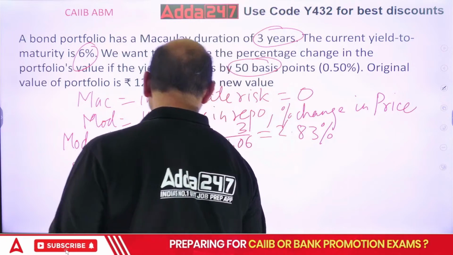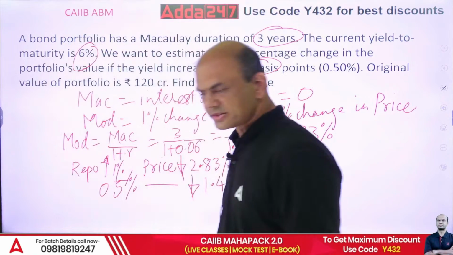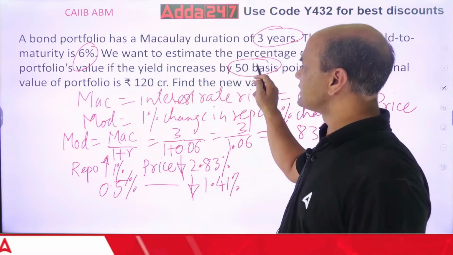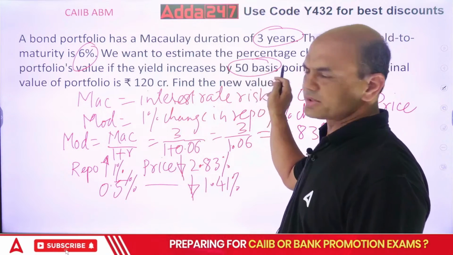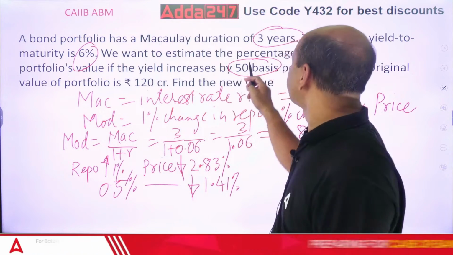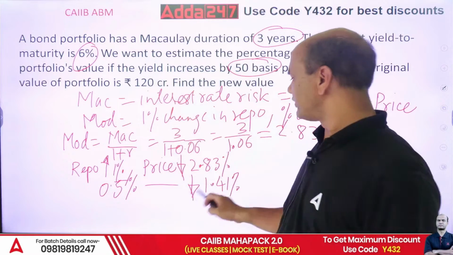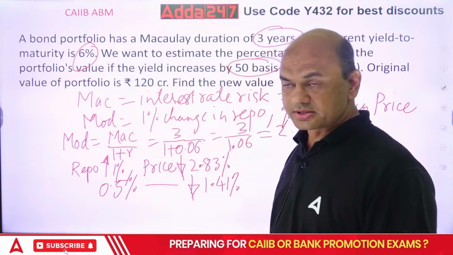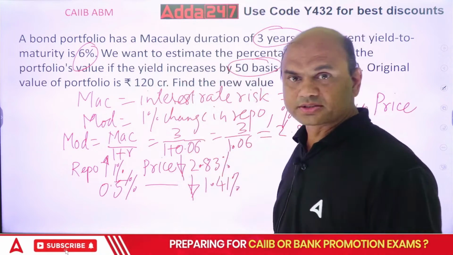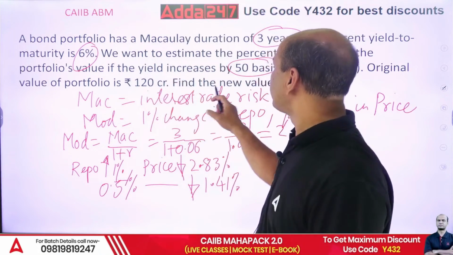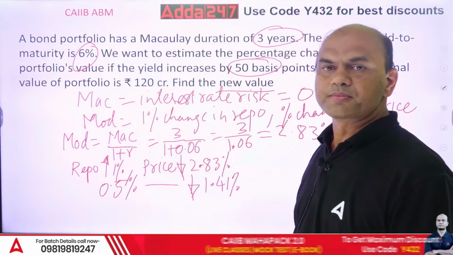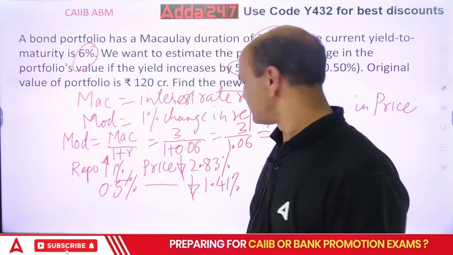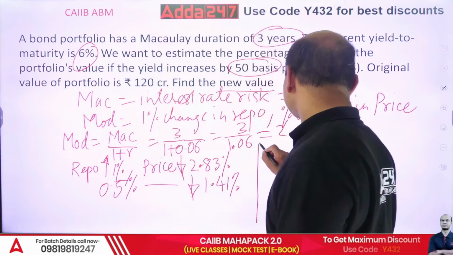So the price will fall down by 1.41%. So the first question which is asked is this only. If my yield changes by 0.5%, then the percentage change in the portfolio will be 1.41%. But there are two questions involved in this. One is this, and second is to find the new value. So now what is the new value? This calculation is very simple.